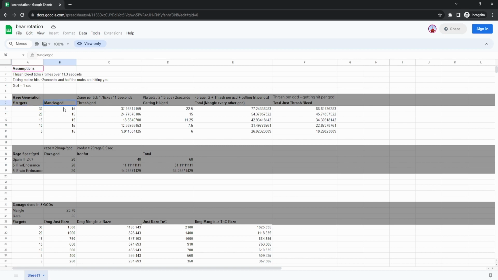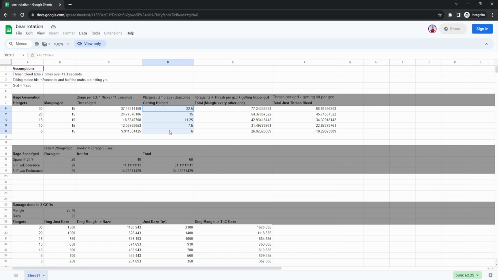Okay, so for mangle, it's just going to be a flat 15 rage every time you press it. Thrash, I took out the 5 rage you initially get from just pressing it. I'm just calculating the ticking. For the most part, the ticking part is going to be the majority of it. So this part will probably be slightly higher if you added the 5 rage in there and averaged it out across 11.3 seconds. I was just a little lazy, is all.